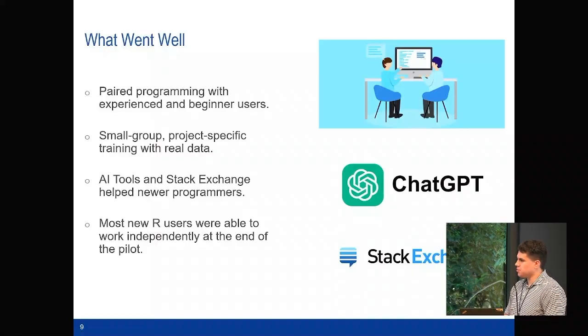And while they weren't perfect, as we all know, AI tools and Stack Exchange were really helpful at the very beginning for newer programmers if you want to brainstorm and bounce ideas back and forth for maybe how do I convert a specific line of code, or how do I do this specific thing in SAS, maybe a procedure or something that you might do in a data step. How do I translate that exactly into R?